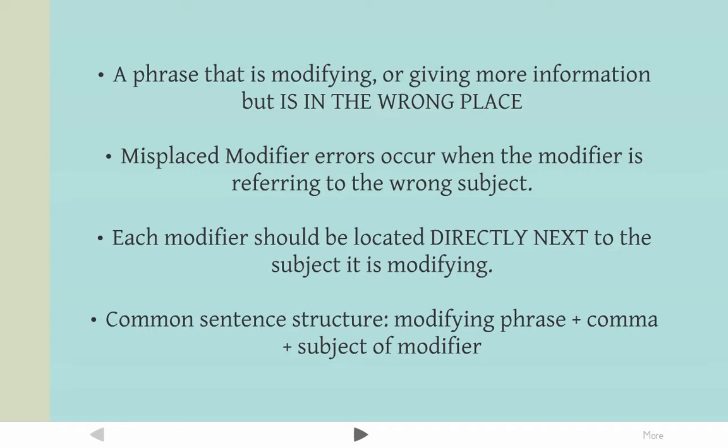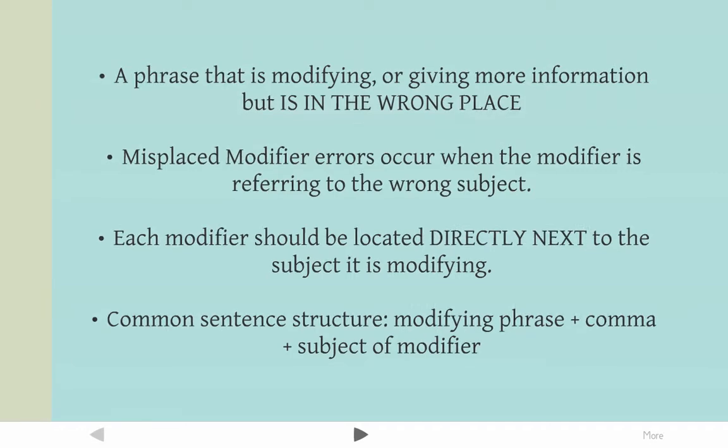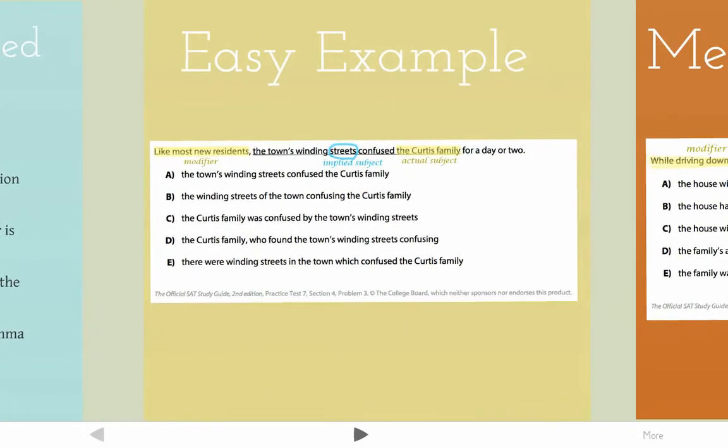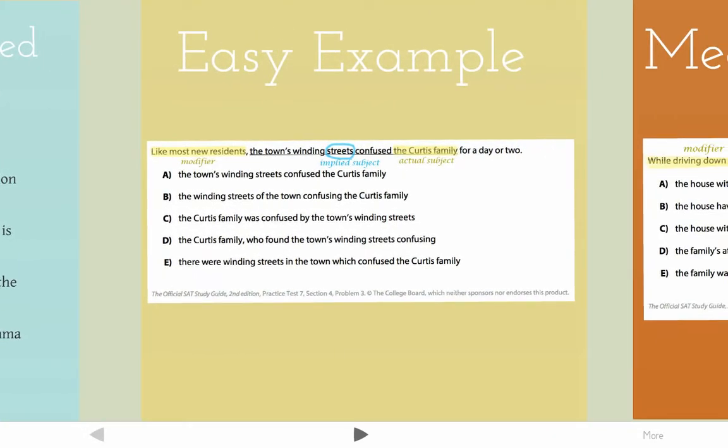Now, keep in mind that the SAT loves a certain sentence structure. It loves putting modifying phrases in the beginning of the sentence, ending with a comma. Whenever you see a sentence that begins with a modifying phrase followed by a comma, remember that the subject of that modifier must follow immediately after the comma for it to make sense and for it to be logical. Now, let us look at 3 different examples showcasing misplaced modifiers.